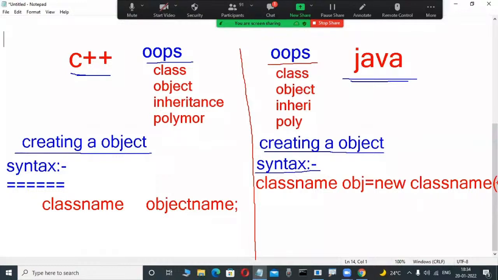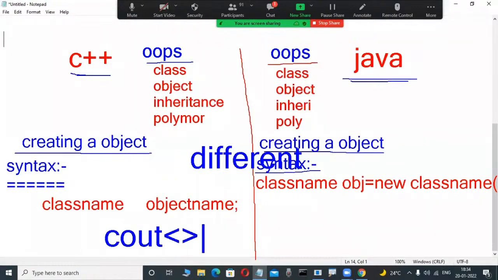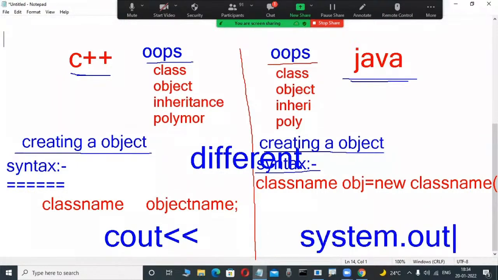Observe here. These two languages are syntactically different or the same? Different. Syntactically different. Conceptually, OOPS concepts are the same, but syntactically different. And functions are also totally different. Suppose in C++ I want to display output, cout is a function, streaming output. And in Java, what is the function? System.out.println. Yes, here.